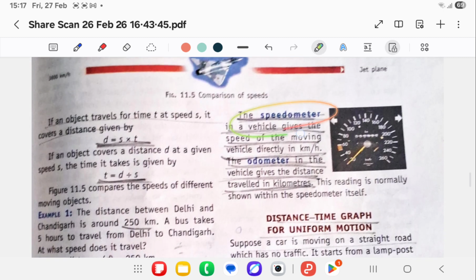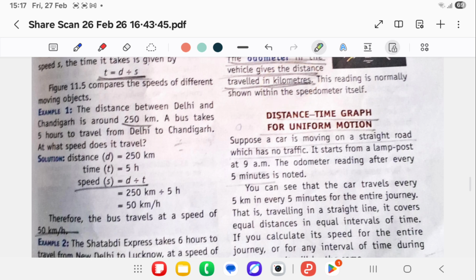Now, what is a speedometer? The device on your vehicles that shows you the speed. What is an odometer? An odometer gives you the kilometers that have been covered while you are moving. Clear? The distance covered by the vehicle.